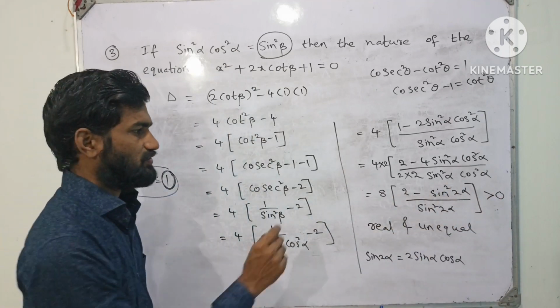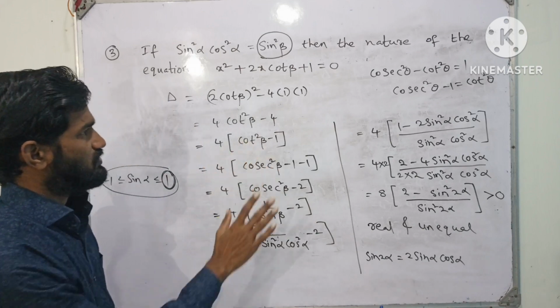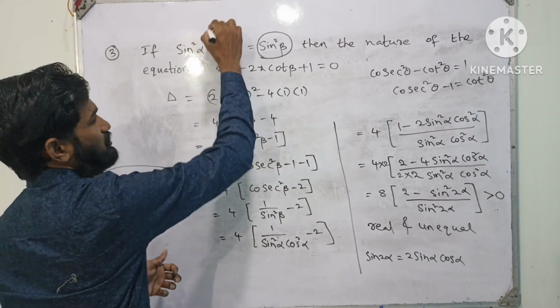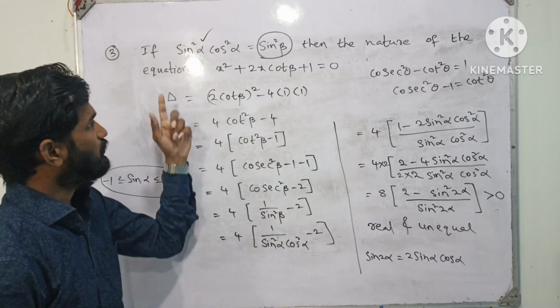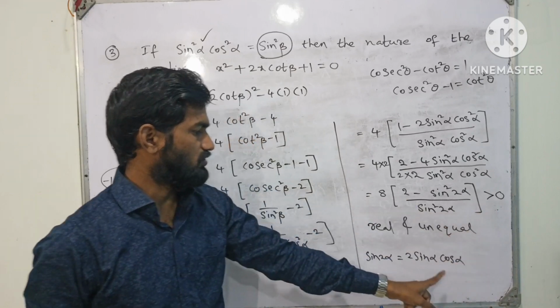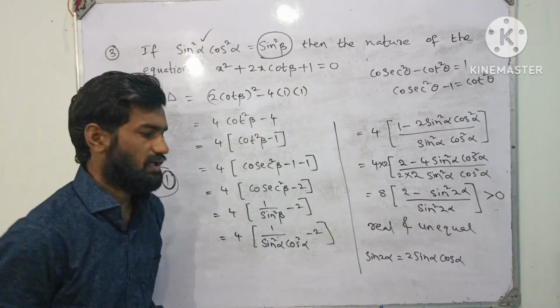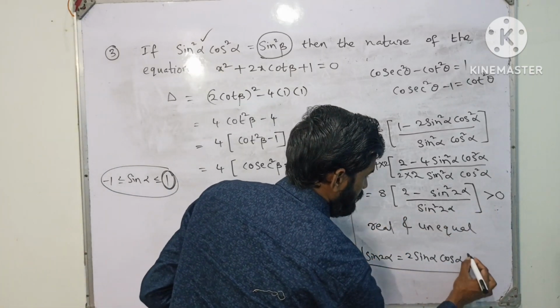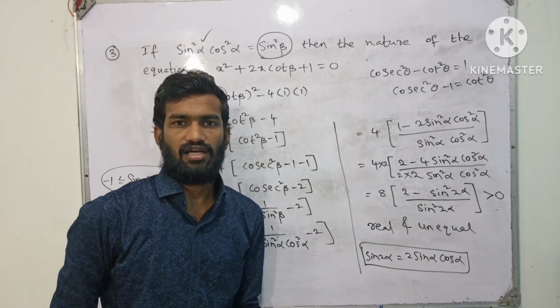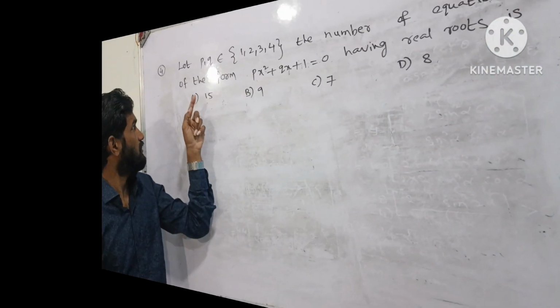So that is what I am trying to say. Just once observe this one and you will get everything. We need to use this condition if we want to solve this. At the end we will get greater than 0, that is, real and unequal is our answer. So sin 2 theta is 2 sin theta cos theta, this is the formula we use in trigonometry. Once observe this, then we'll solve the next one.